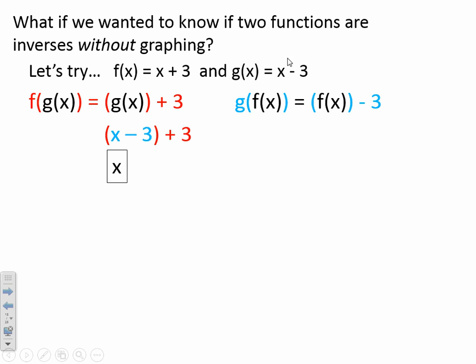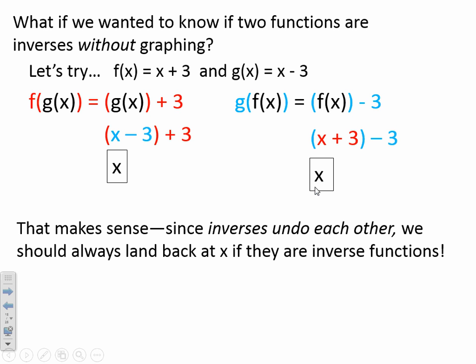So I rewrite g, which is x minus 3, leave space there to plug in f of x. Then I go ahead and plug in f of x, which is x plus 3. Then simplify this, x plus 3 minus 3 gives me just x. So g and f undo each other here, and g of f of x just gets me back to x. So this makes sense. Inverses undo each other. We should always get back to x if these two functions really are inverse functions.